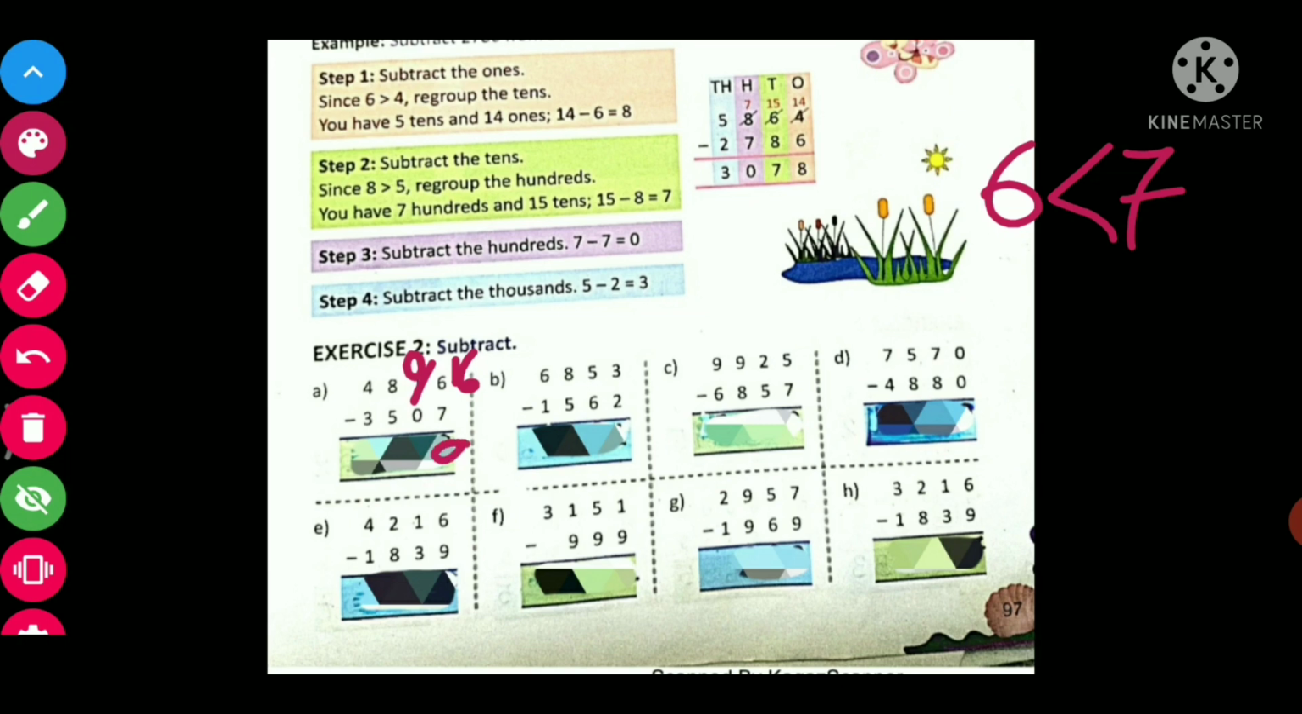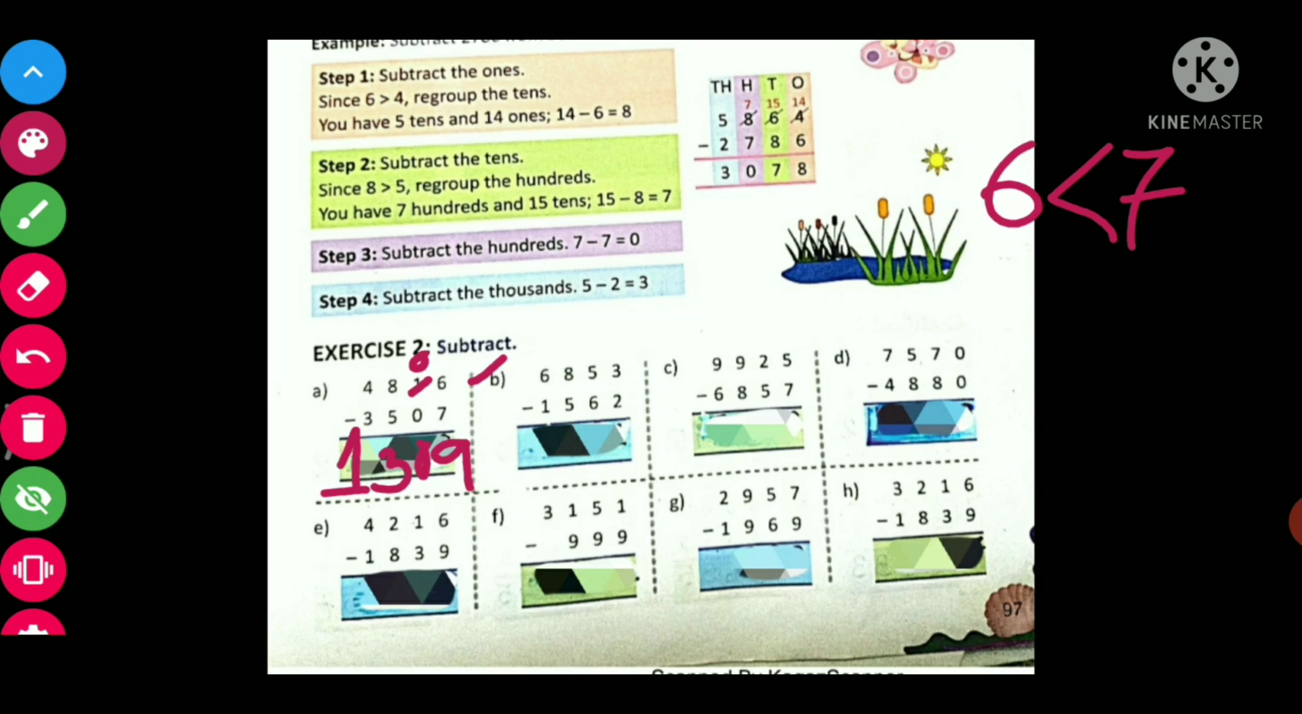9. 0 minus 0, how much will it be? 0, right? This one will reduce to 0. 8 minus 5, how much will it be? 3. 4 minus 3, how much will it be? 1, right? So our answer will be 1309.